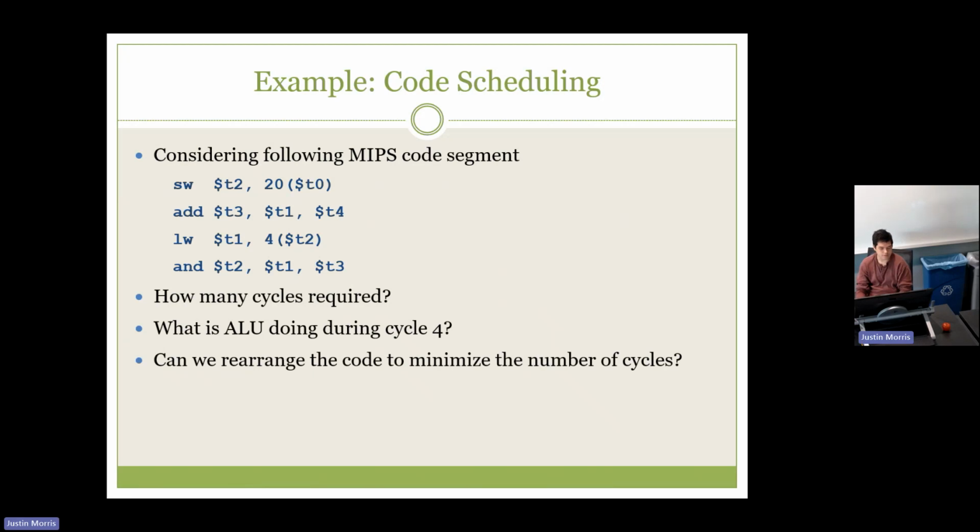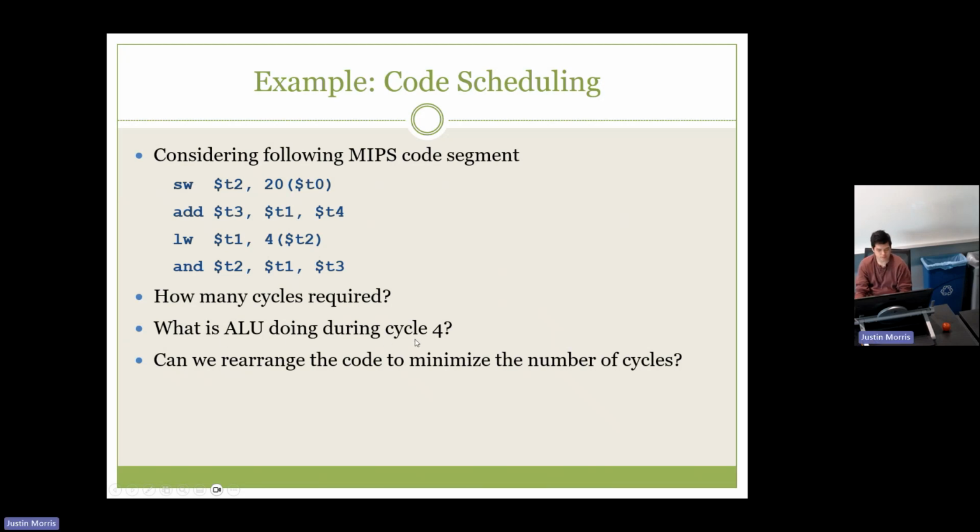So then we can also ask these questions. How many cycles are currently required? What is the answer to this? 9. Okay, so 1, 2, 3, 4, plus 4, plus 1 stall, right? So 9, right?